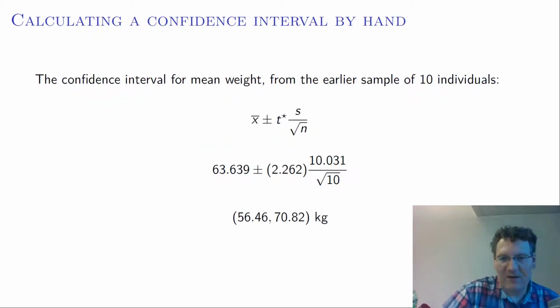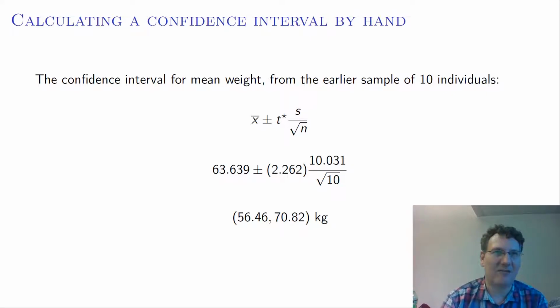So in this case, if we found the standard deviation to be 10.031 and the sample mean to be 63.639, the 95% confidence interval gets calculated to be from 56.46 to 70.82. So we're saying that we're 95% confident that the average weight of the high school students in the population is somewhere between 56.46 and 70.82.